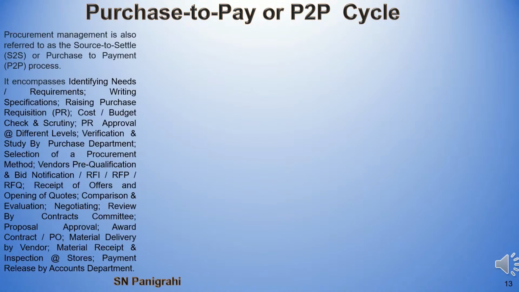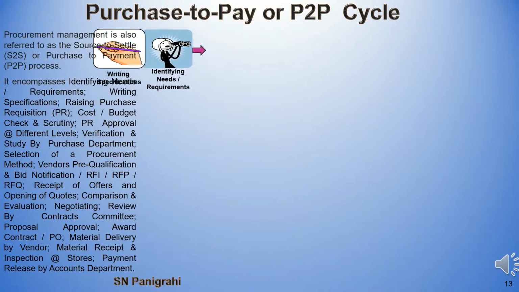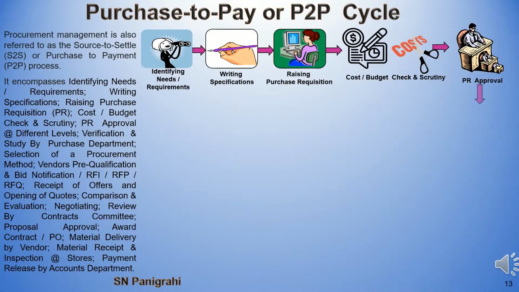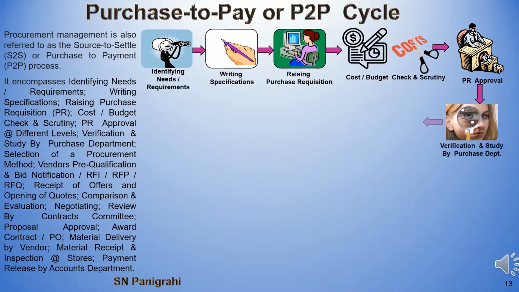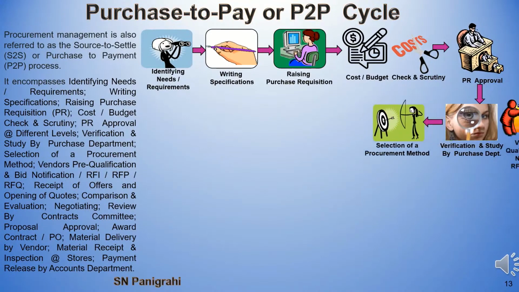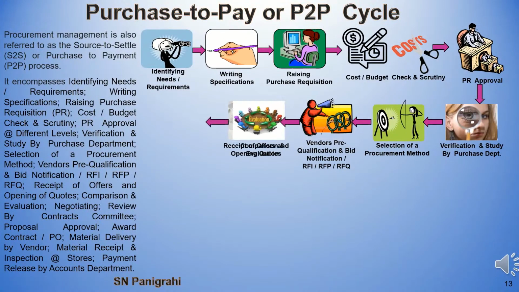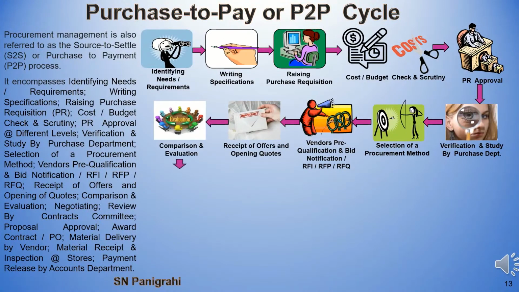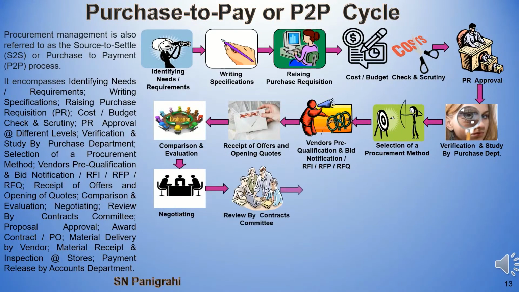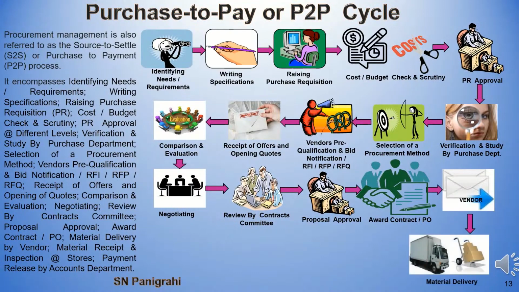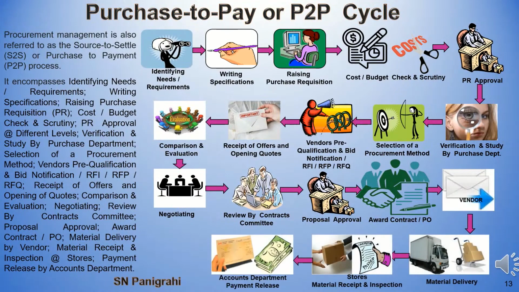It encompasses identifying needs or requirements, writing specifications, raising purchase requisition (PR), cost budget check and scrutiny, PR approval at different levels, verification and study by purchase department, selection of a procurement method, vendors pre-qualification and bid notification, RFI, RFP, RFQ, receipt of offers and opening of quotes, comparison and evaluation, negotiating, review by contracts committee, proposal approval, award contract or PO, material delivery by vendor, material receipt and inspection at stores, payment release by accounts department.